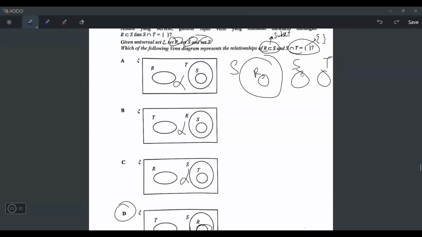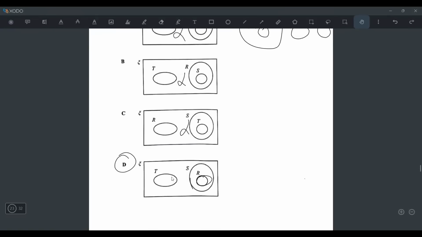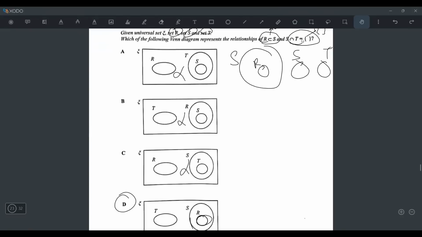There's no intersection. Okay. And if you look at the question, the answer that you circled earlier is correct. S and T are separate. They don't have any intersection. That's why S intersect T is empty set. There is no other answer.